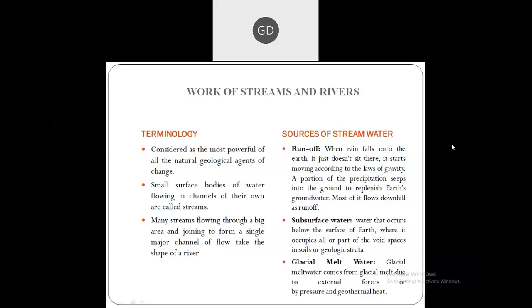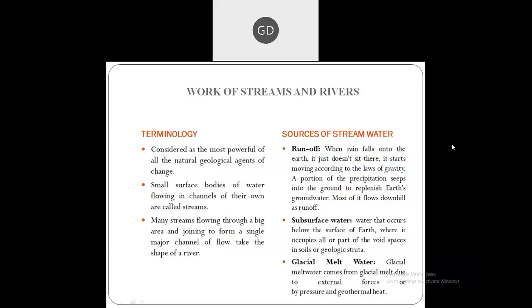Then comes your subsurface water. Some part of the precipitation is absorbed by the soil and the rocks. After the soil voids are filled up, this part of the precipitation goes below the surface of the earth. So some part of the precipitation is absorbed by the soils and rocks, and the other part goes below the surface of the earth. Whatever water has infiltrated into the earth is known as subsurface water.